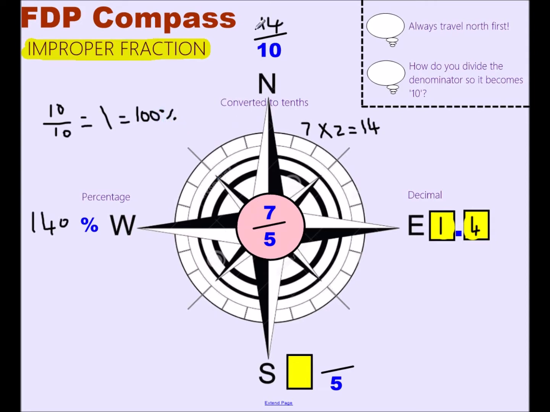We now need to travel south. And it goes back to working with this fraction as fifths. And what we need to do is make here a mixed number. And a mixed number is made by working out how many lots of 5 you can get from the numerator. So if I divide 7 by 5, how many lots of 5 can I get from 7? I can get 1 lot with a remainder of 2. And to put that into a mixed fraction, I would have 1 whole and 2/5 left over.